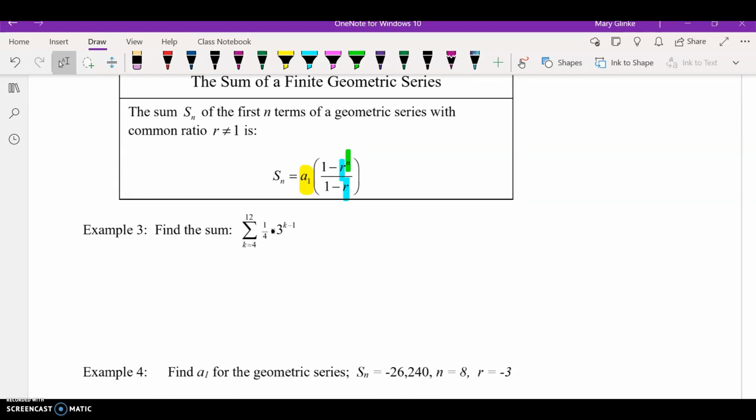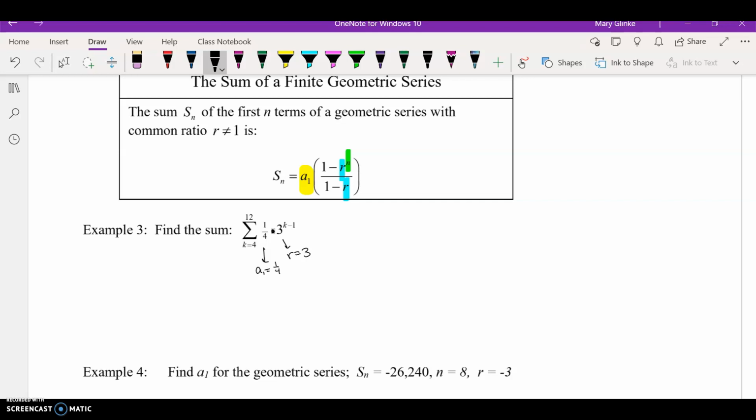Okay, so we can identify, hey, this sigma here means we are adding together the 4th through the 12th term. I can see that my equation here is a geometric equation, because I have my a sub 1 given to me. a sub 1 in this case is 1/4. My common ratio here is 3, and it's to the n minus 1 power.